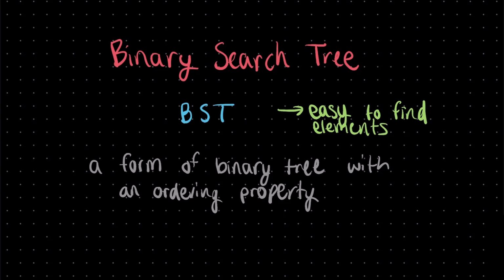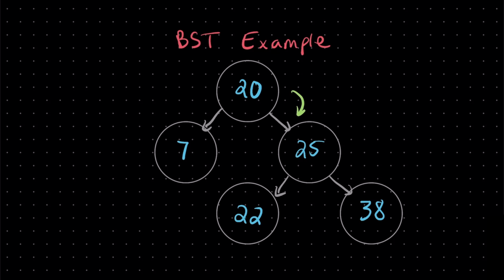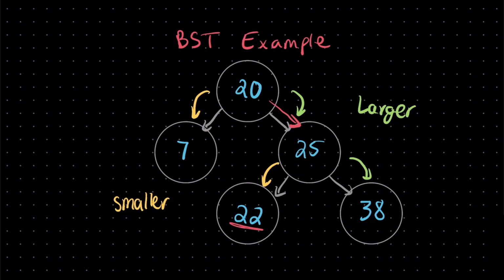This is an example of a BST. If you notice, the nodes to the right of the parent node are larger, and the nodes to the left are smaller. Say we want to get to 22. We would start at 20, and then, since 22 is larger than 20, we'd know to go to the right. Then that takes us to 25. Since we know that 22 is smaller than 25, we'd go to the left, and then we end up at 22. See how quick and easy it is to find elements in a binary search tree?